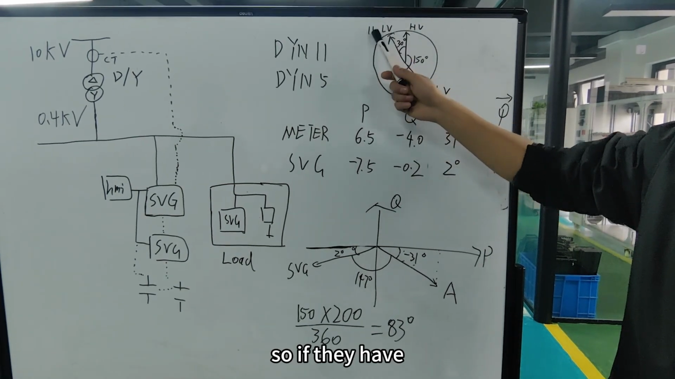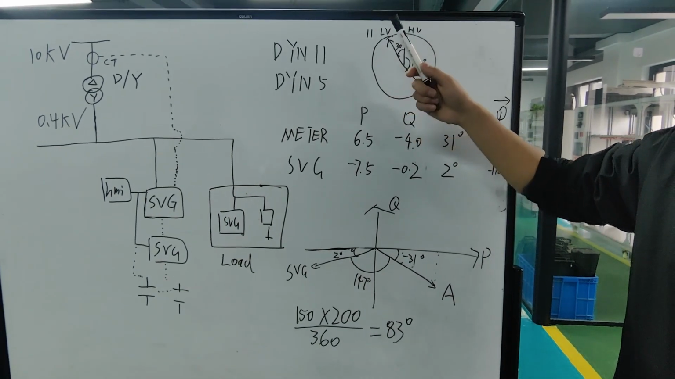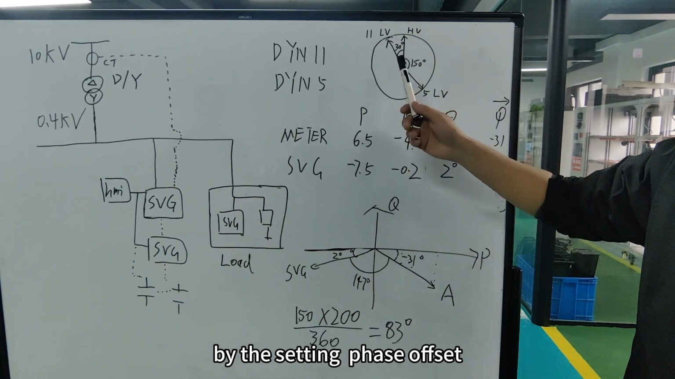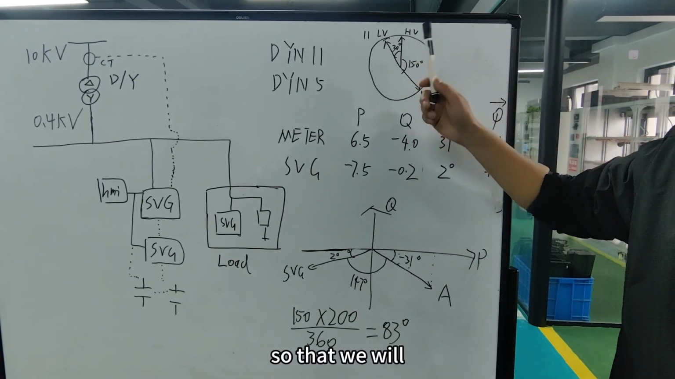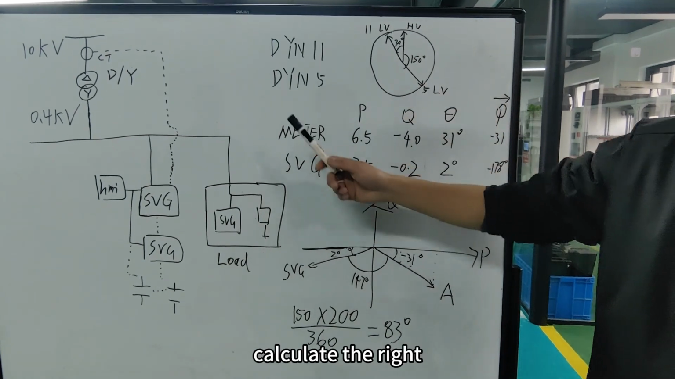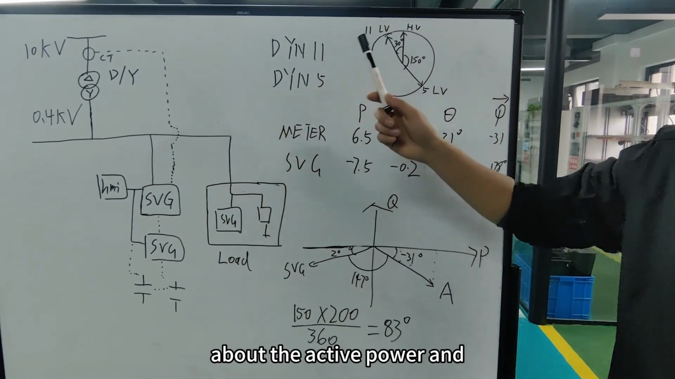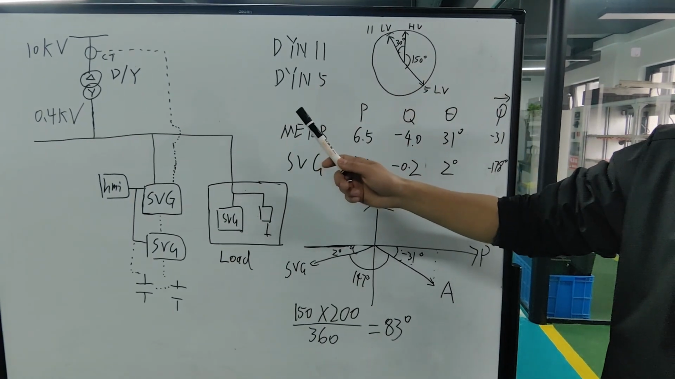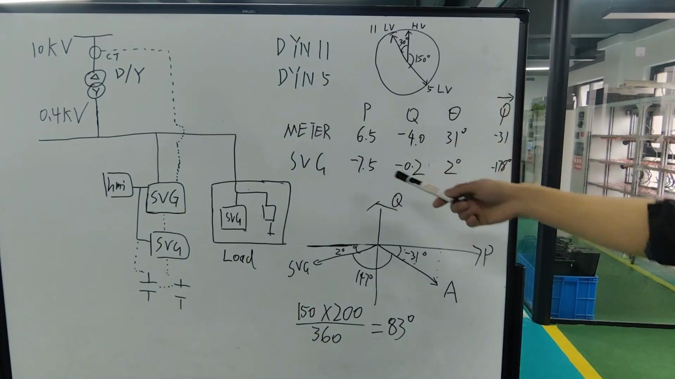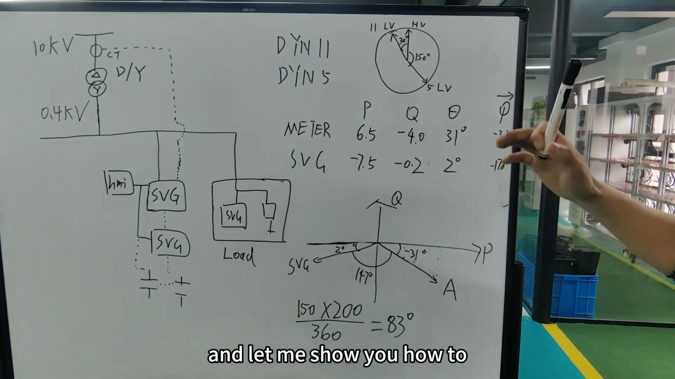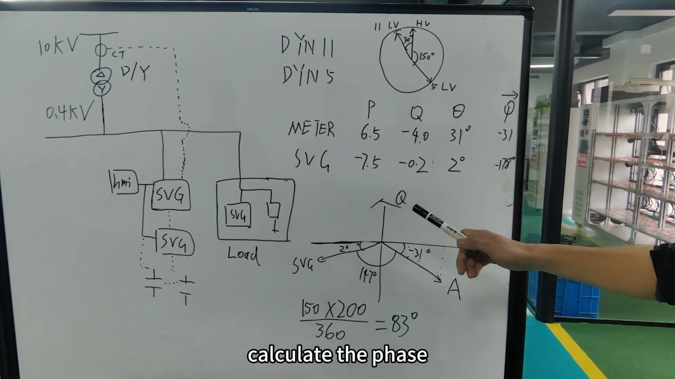So if we have the low voltage angle and set the phase offset, we will get the high voltage angle, so that we can calculate the active power and the reactive power correctly. Let's go to the meter and I will show you how to calculate the phase.